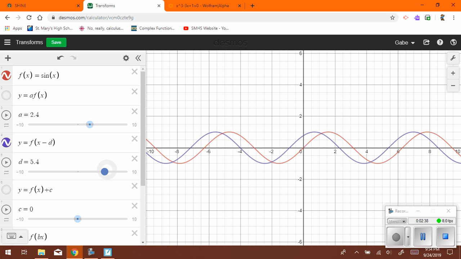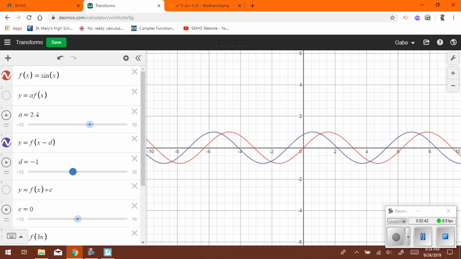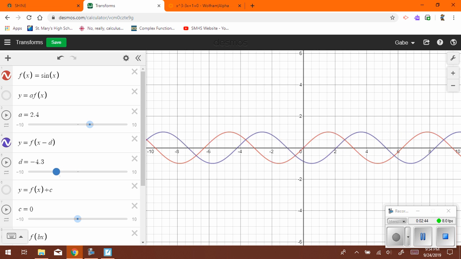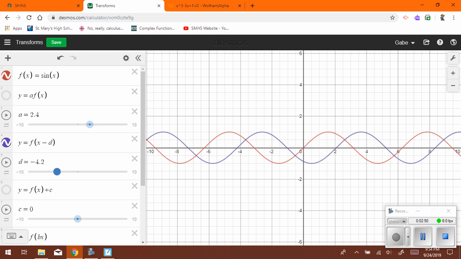As I bring it back, it slides to the left as I keep decreasing d. The only thing being, it kind of does the opposite of what you think. In the equation, when d is, say, 2.4, it's moved to the right, but I would be writing that in my equation as minus whatever that number is. So that's what's happening there.